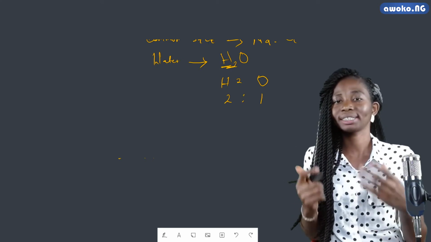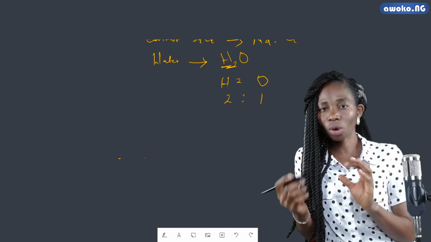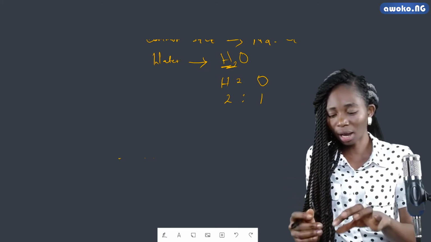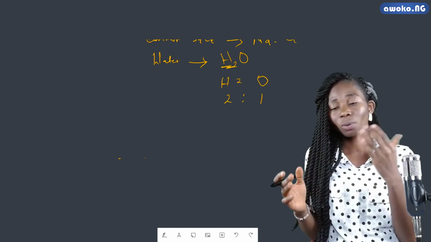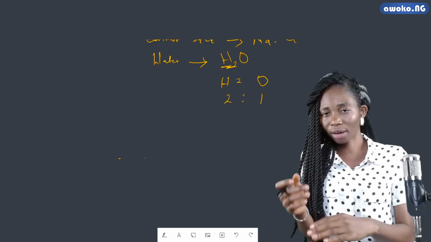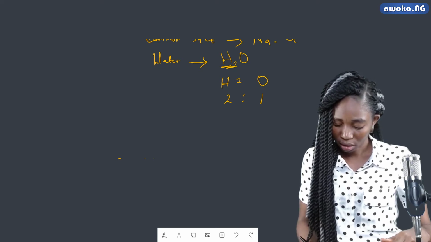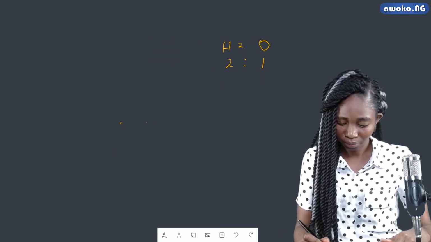So you could visibly see that water, a compound, consists of two elements which are in definite proportion by mass. What do I mean by definite? We could see that there's a number here to actually quantify or give measurements to the amount of hydrogen. We could say we have more hydrogen atoms than we have oxygen atoms. Yes, so that is one of the characteristics of a compound.